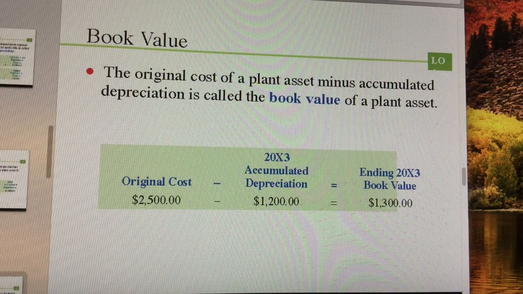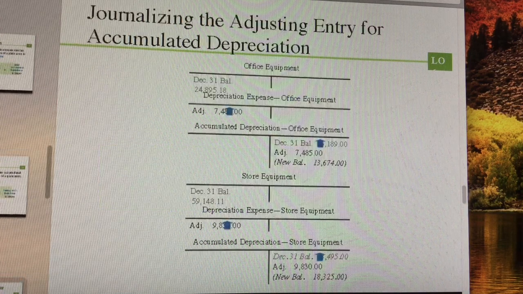The original cost of the plant asset minus the accumulated depreciation, that's going to be what we call the book value of the plant asset. So that's going to be what we actually earned or got to use out of this item. So originally the item was $2,500. We depreciated $1,200 for 3 years. So the book value at year 3 is $1,300.